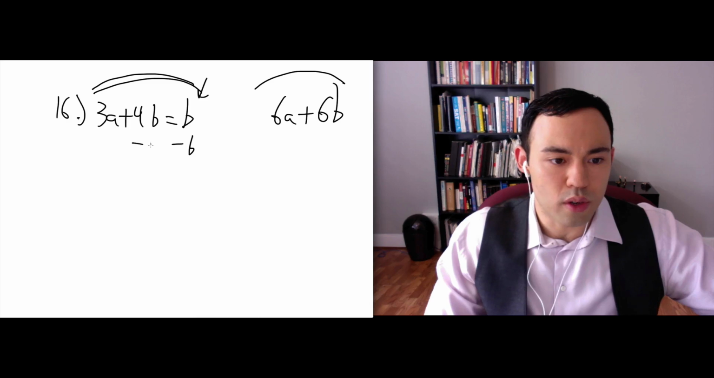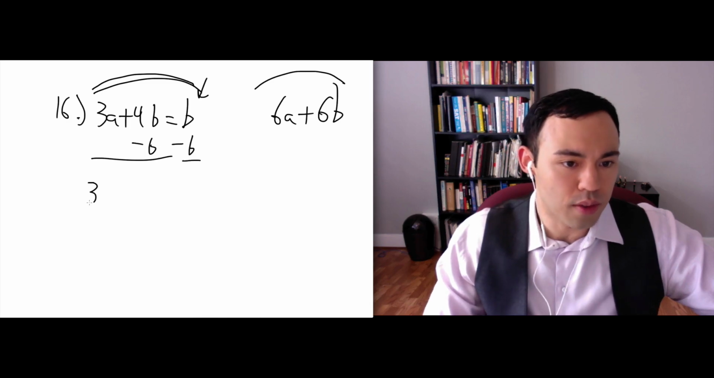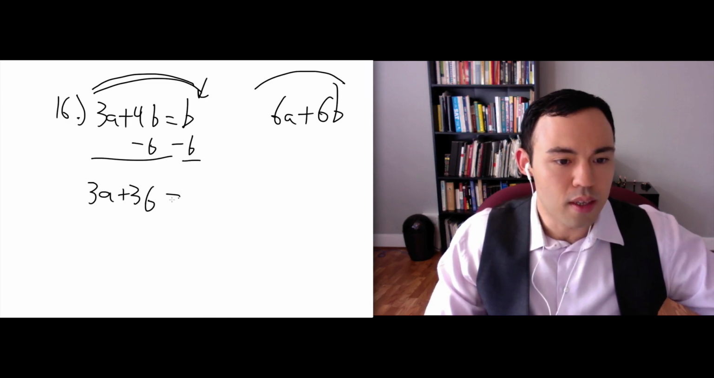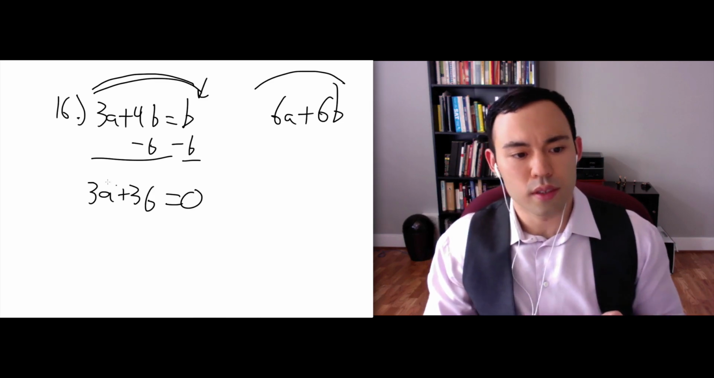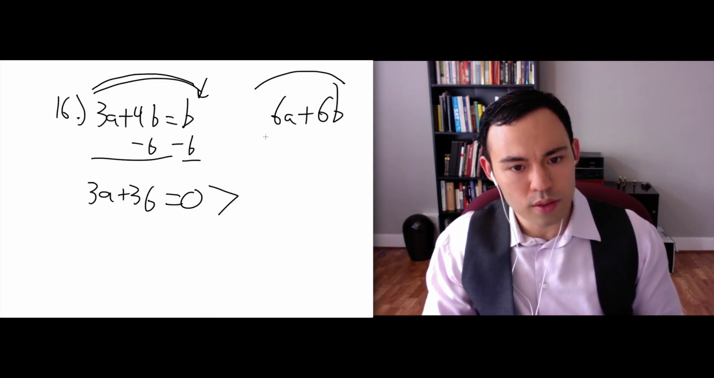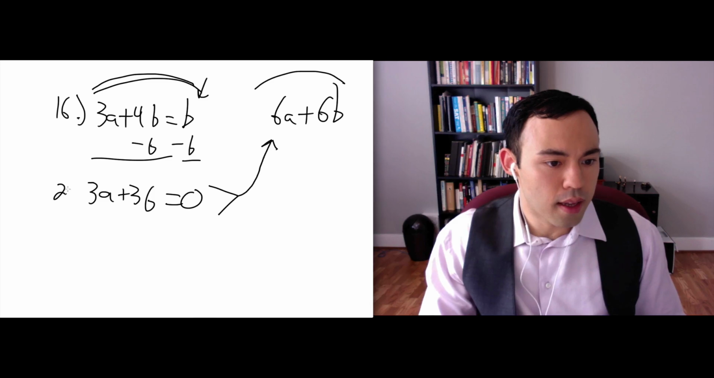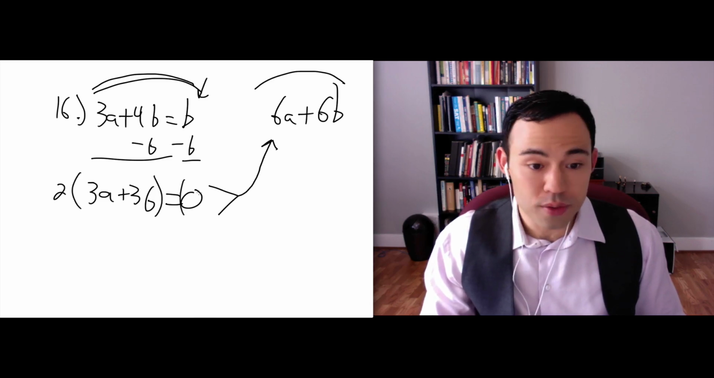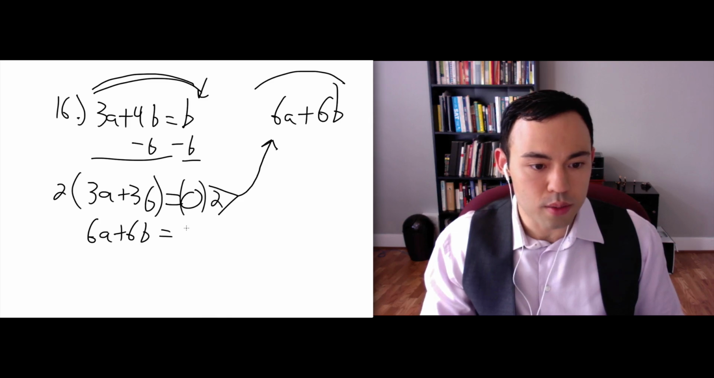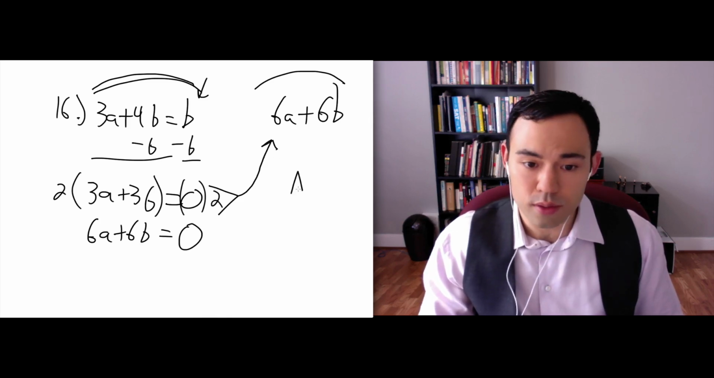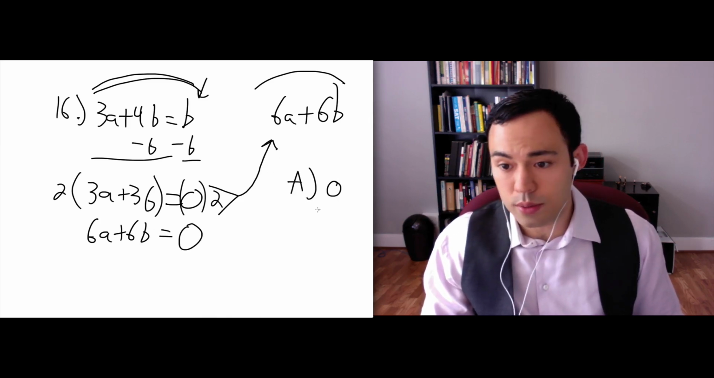So I want to go ahead and subtract the b from both sides. We're going to have 3a plus 3b equals 0. Now this is where you need to take a look at our other equation and see that 3a plus 3b multiplied by 2 equals 6a plus 6b. And if you multiply both sides by 2, then you would have 6a plus 6b equals 0. And so the answer choice is A. It has to equal 0.